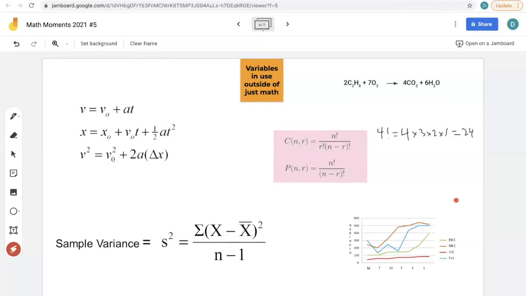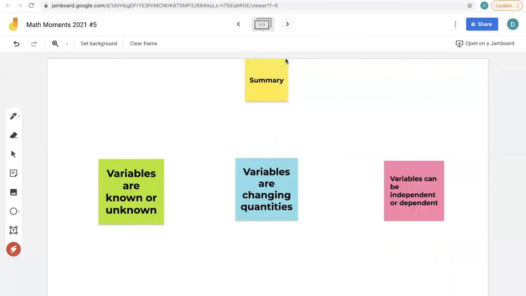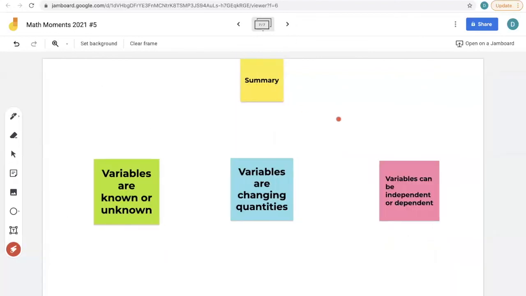And now what we're going to focus on for the next part of the algebra segment of the summer is variables as changing quantities. And specifically, that's going to be in the form of functions. And we'll get into what those mean next time. But for today, to summarize, variables are known or unknown, variables are changing quantities, and variables can be independent or dependent.